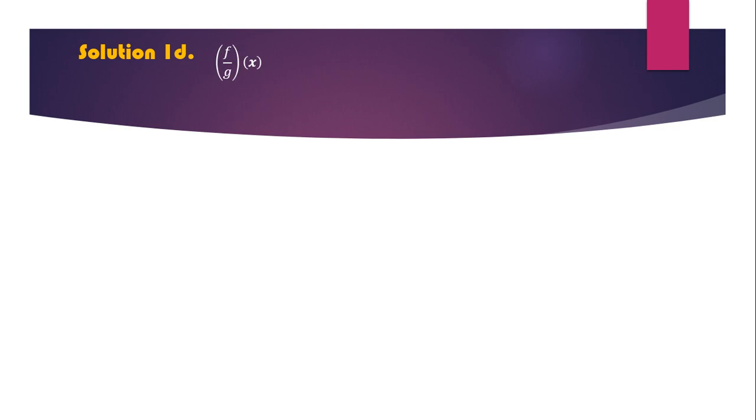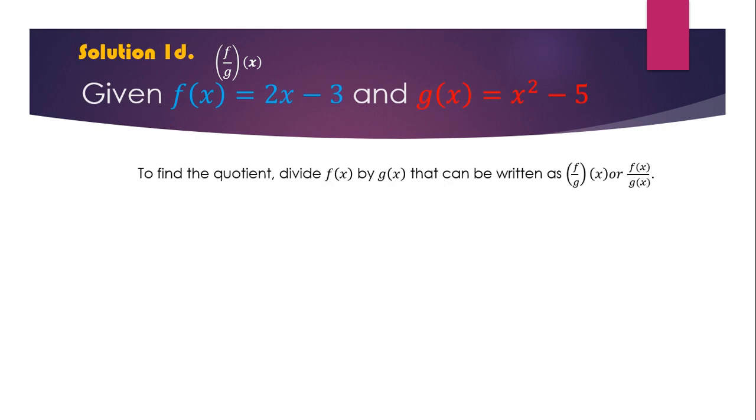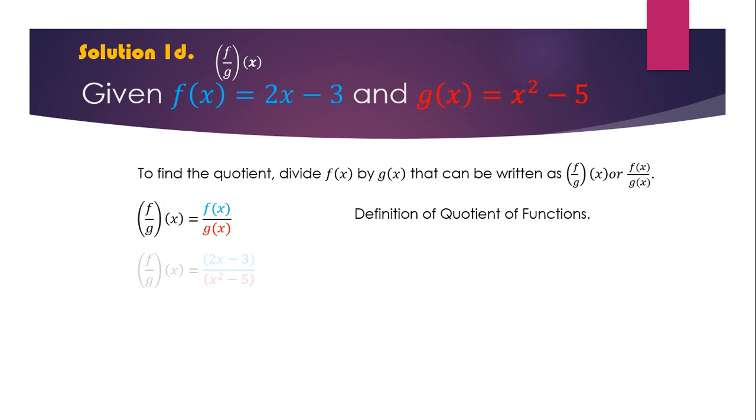item in number 1, that is finding the quotient of the two functions, with the same given values for f of x and g of x. To find the quotient, divide f of x by g of x, and that can be written as f over g of x. The quotient f over g of x is just equal to f of x over g of x. That is the definition of the quotient of functions.